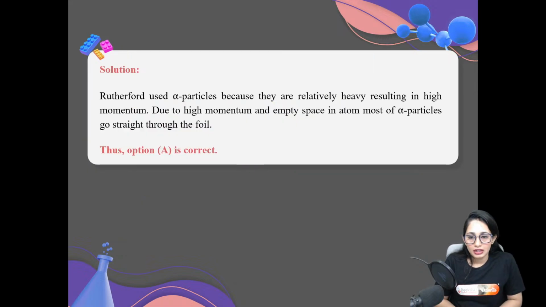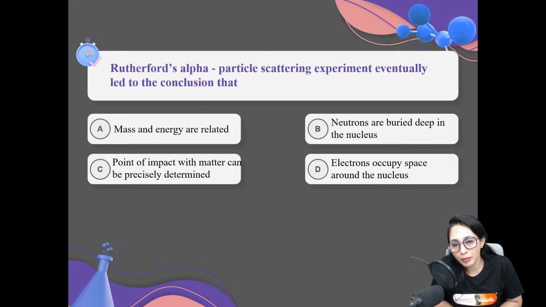Moving on. Rutherford's alpha particle scattering experiment eventually led to the conclusion that dash.